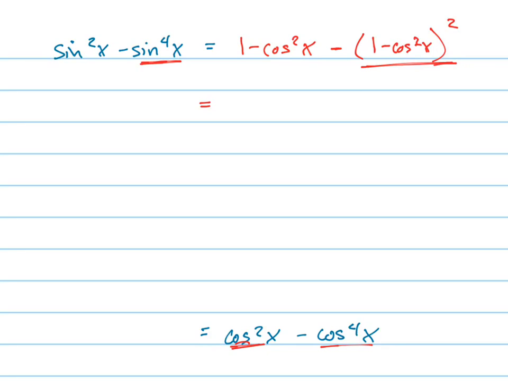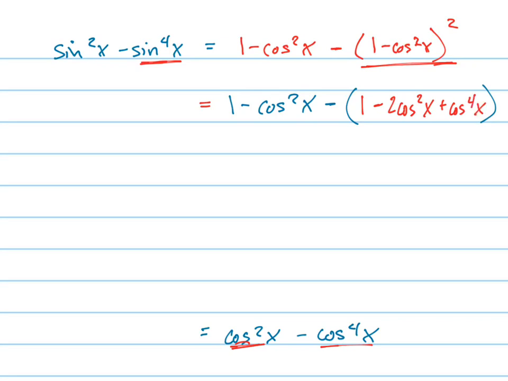Blue means it stayed the same from the previous, so this stays the same, minus, and now I'm going to FOIL that out, and the red is the thing that changed. So when I multiply that together, I'm going to get 1 minus 2 cosine squared x plus cosine to the 4th x.